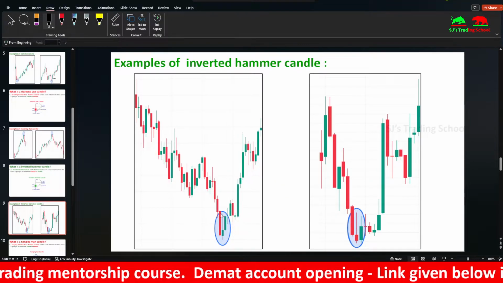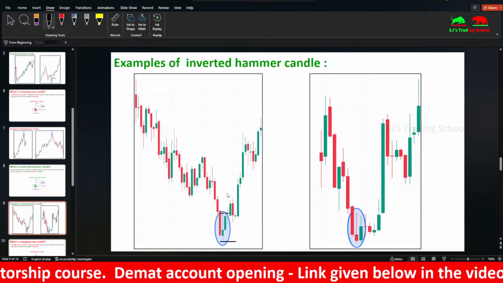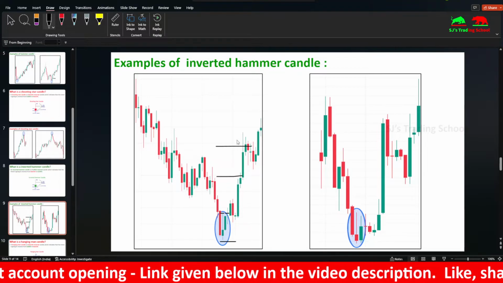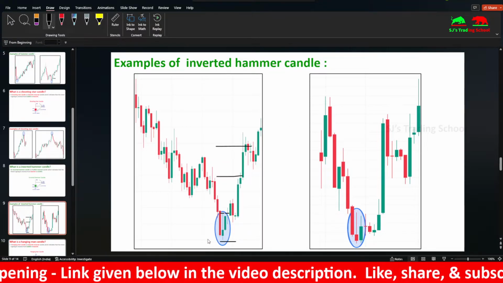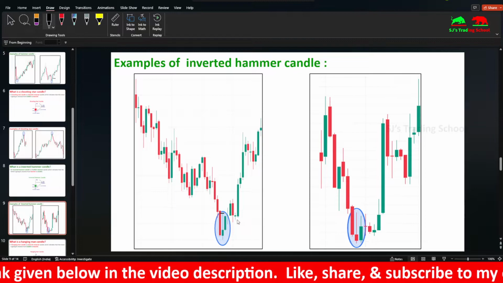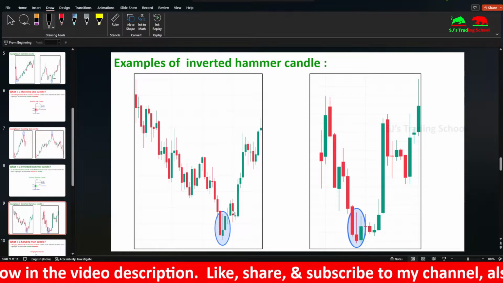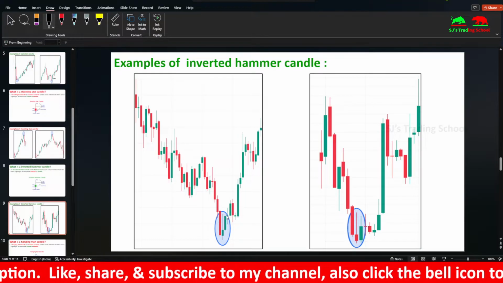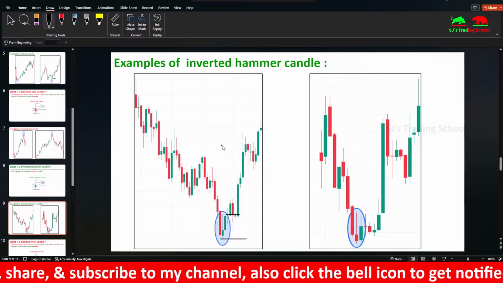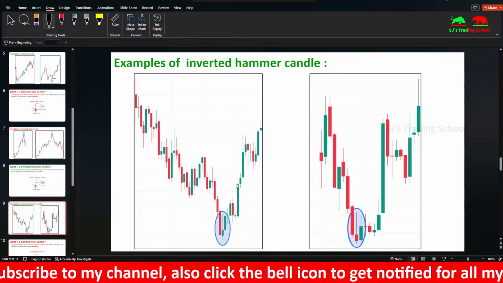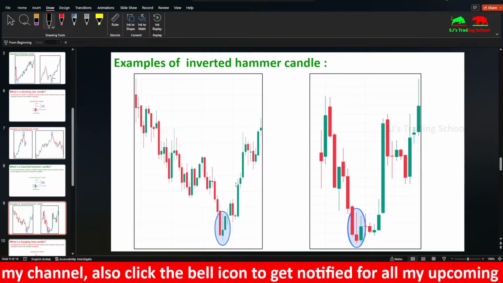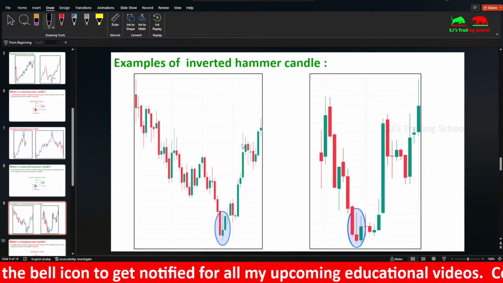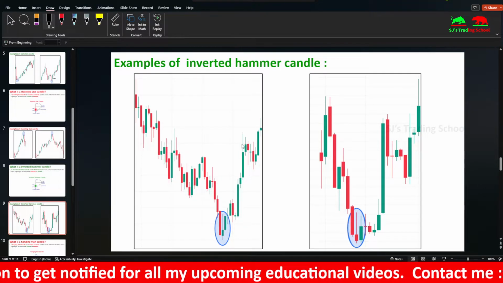Your entry should be here and your stop loss here, and your target can be here or here depending upon the market conditions. If there is no support here, you can wait for another candle to close. You can take your entry once a bullish candle closes above here, or you can take it here and keep your stop loss here and target here. This is only for confirmation. Aggressive traders usually take it soon. So this is the case. Aggressive traders might not wait for the next candle.